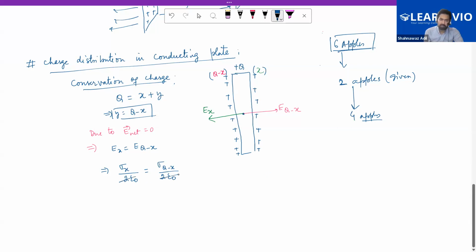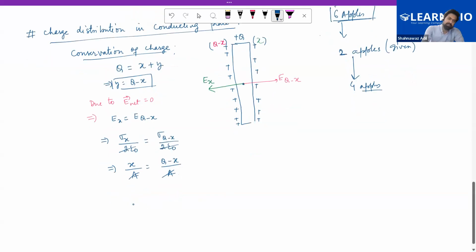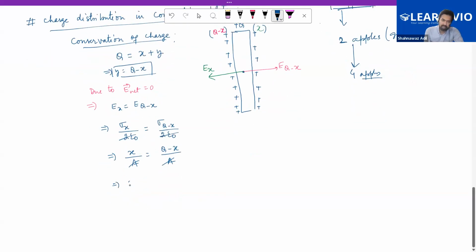So 2 epsilon naught cancels out. Sigma is Q by A, right? So this is x by A. This is Q minus x by A, right? So A cancels out and you have x equals Q minus x. This x goes on the other side, so this becomes 2x equals Q. So x is Q by 2, right?